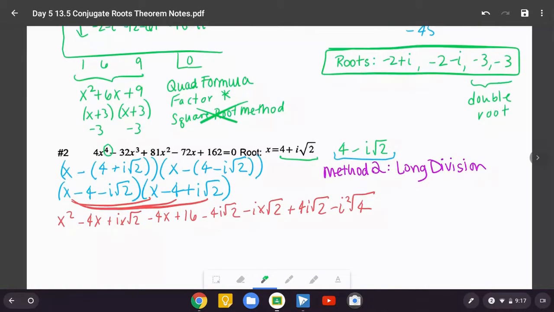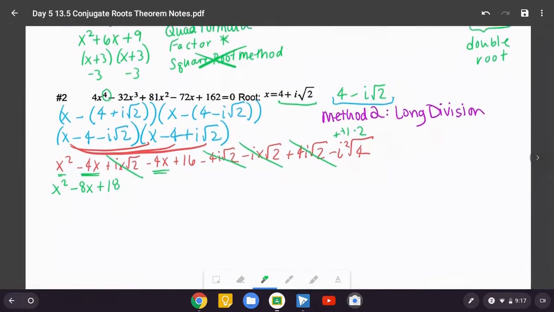All right, so we've got some terms that cancel out. I do see things that can combine. So x squared minus 8x, so that takes care of these terms. All right, I have a positive ix root 2 and a negative ix root 2. Those cancel out. We have a negative 4i root 2 and a positive 4i root 2. Those two cancel out. We have an i squared, so that's minus negative 1 times 2. So that really becomes plus 2. And we have a plus 16, so that gives me plus 18. So after all of that, when I multiply, we've got a quadratic. All right, so now we need to use our long division method.